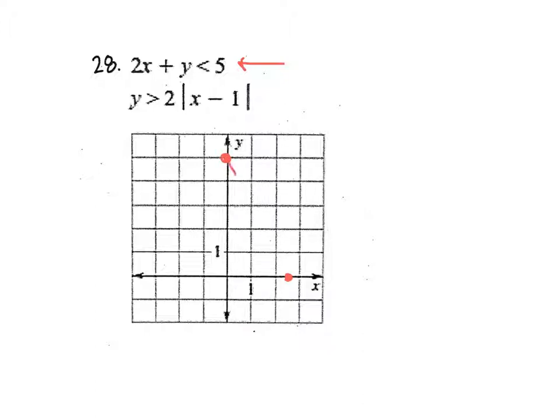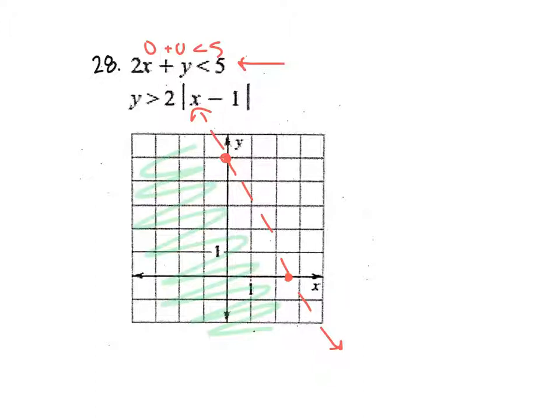That's going to be a broken line. It's going to look kind of like that. Kind of made that work. All right, plug in 0, 0, see where to shade. 0 plus 0 is less than 5. That is true for sure. So I'm going to shade towards the 0, 0, over here. And then I'm going to do the second one.